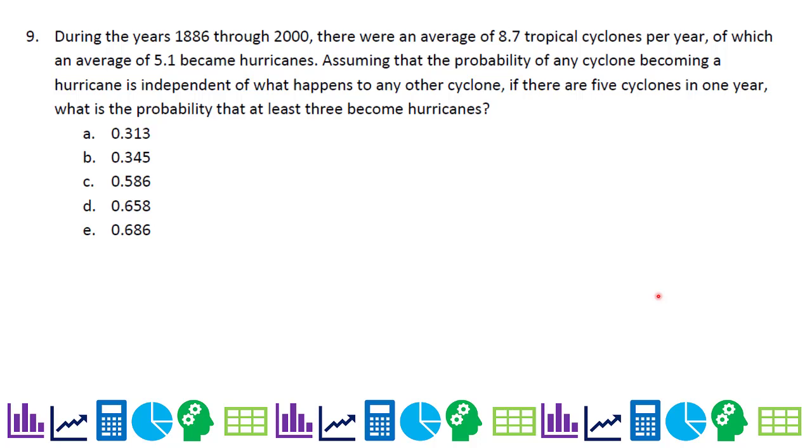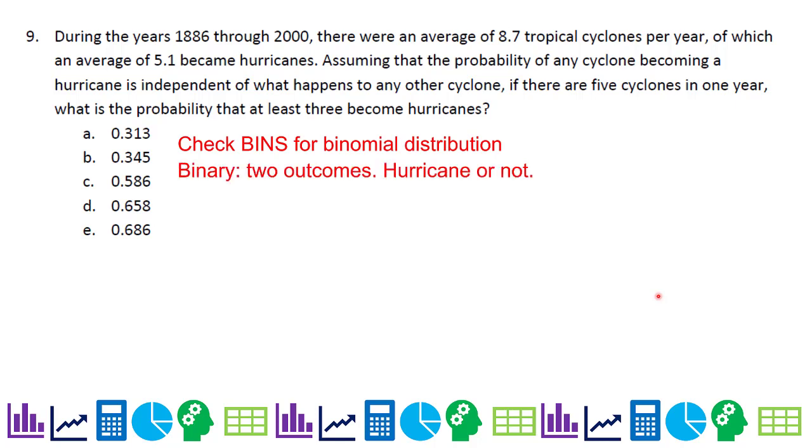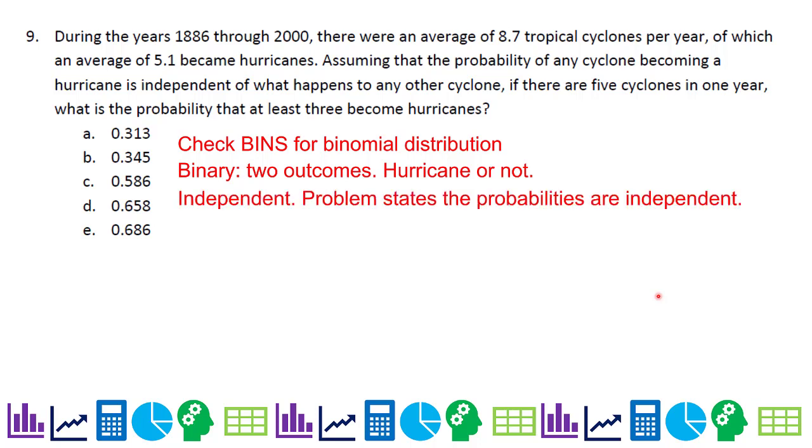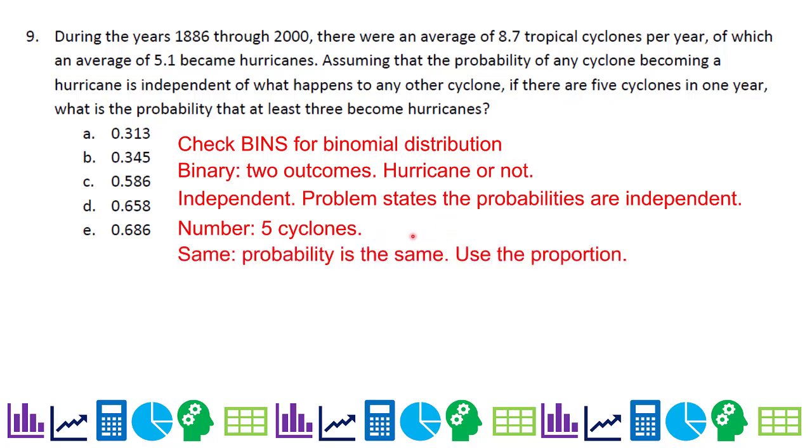So I'm pretty sure this is a binomial distribution because we have a probability that a cyclone becomes a hurricane. So we're going to check BINS for a binomial distribution. Binary, 2 outcomes. Yes, either it becomes a hurricane or it doesn't become a hurricane. Independent. The problem states, if you look right here, it says the probability of any cyclone becoming a hurricane is independent. All right. And then N is the fixed number of trials. So we're going to try 5 cyclones. So there you go, 5. And same, the probability is the same, so we're going to use a proportion.